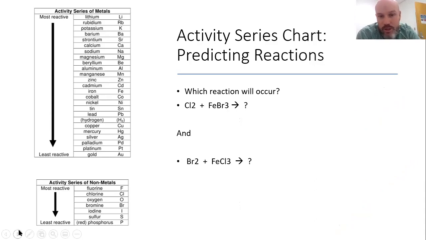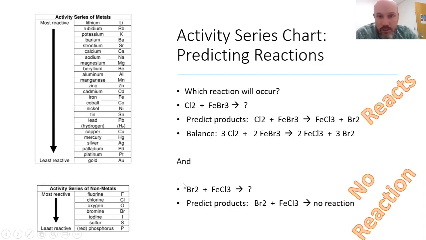Okay, so let's make a prediction here. And I know those should be subscripts, but they're not. That's okay. We have chlorine and iron bromide, and then we have bromine and iron chloride. So this time we're actually using this smaller chart down here with the nonmetals. So we have chlorine, and we're going to be comparing that to bromine. Chlorine is higher than bromine. So chlorine will replace bromine, but bromine will not replace chlorine.